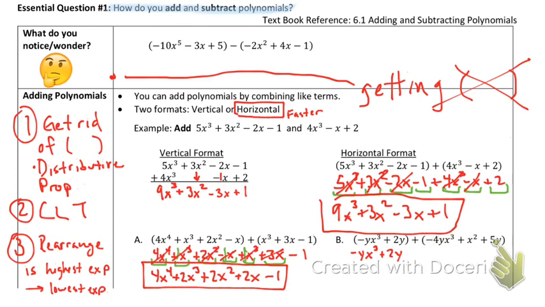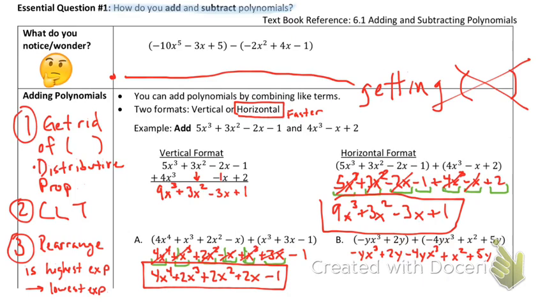to be written down. You don't want to do plus negative 4y(x to the 3rd). So it's negative 4y(x to the 3rd) and plus x squared plus 5y. Okay, so we got rid of the parentheses, step 1.